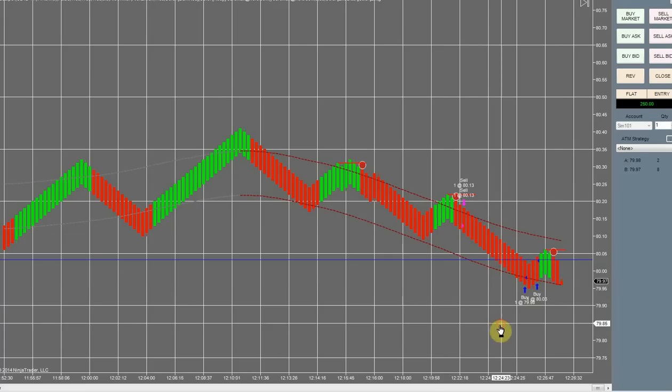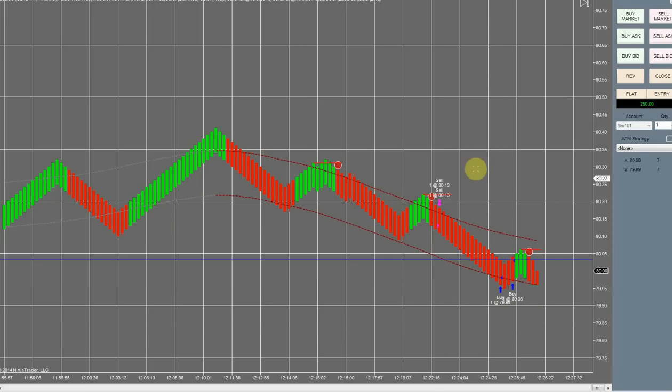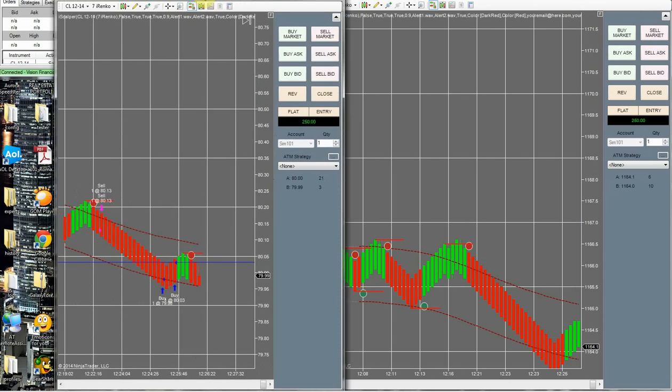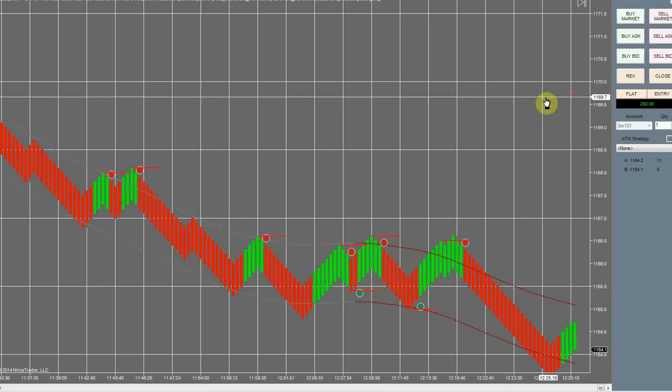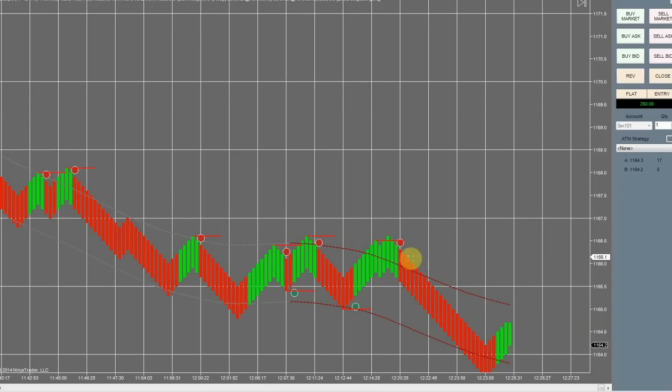I'm not going to take that trade. Let me see what's going on over here in the TF. Looks like the TF had a great trade right here as well. Could have got in right there, 1165.5.